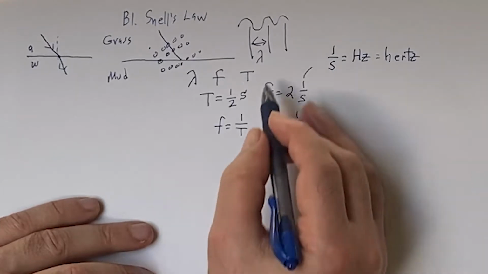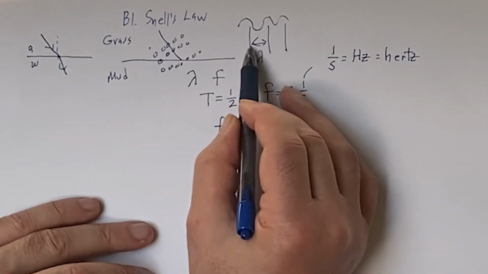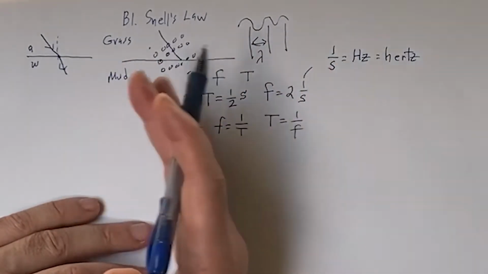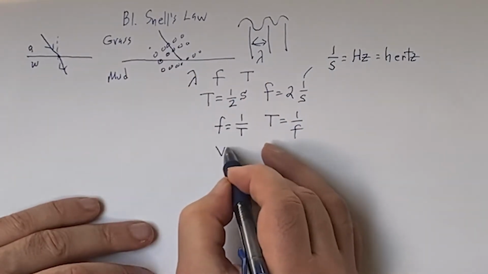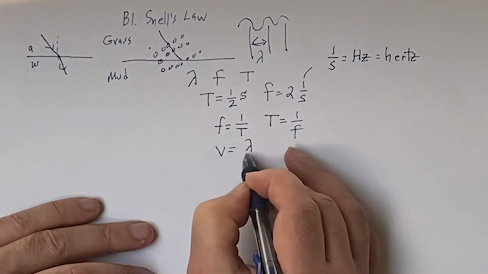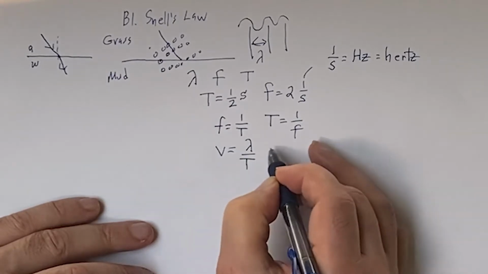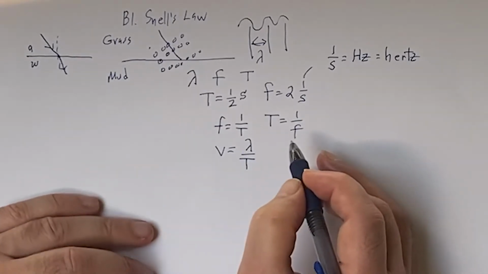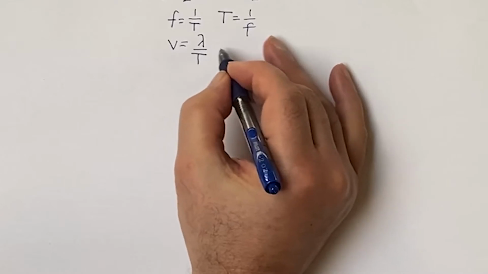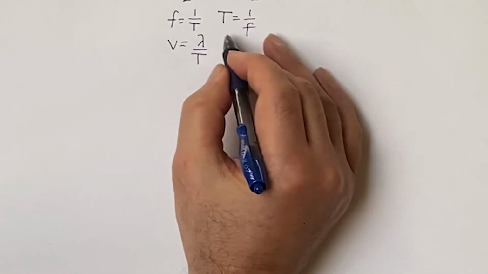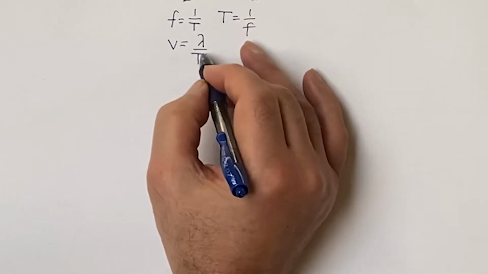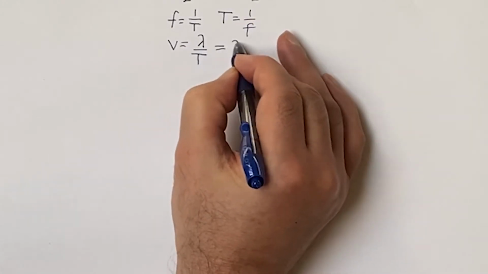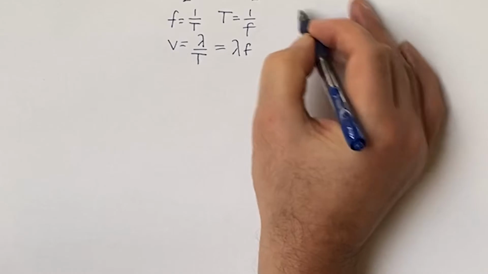So if you have a wavelength and the cycle is the period T, then you can think of the velocity as the wavelength divided by the period, just like you have distance over time. So since the reciprocal of the period, or 1 over T, is equal to F, you can write this as lambda F.